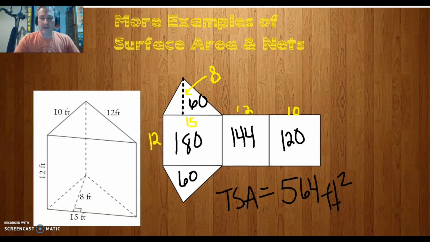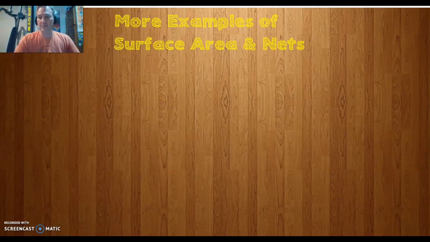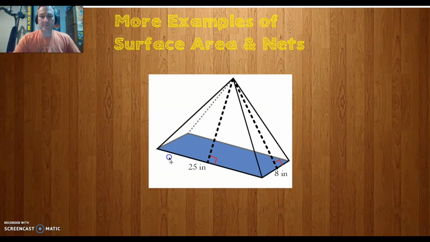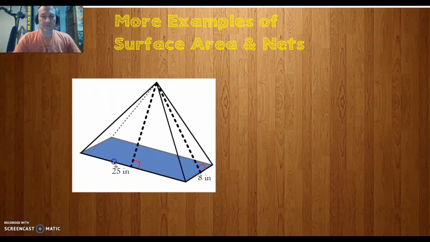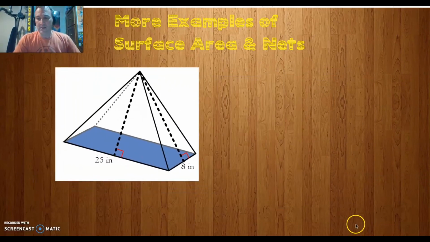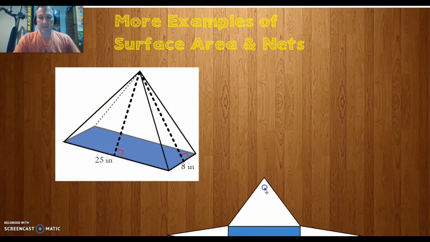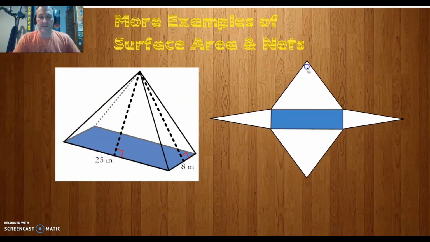Okay, let's get rid of that. And on to pyramids. Here's a pyramid. This is a rectangular pyramid. And it looks like, the net of this one looks like this. I have the rectangular base. I have the fatter looking triangles here, and then the skinny triangles on the end.